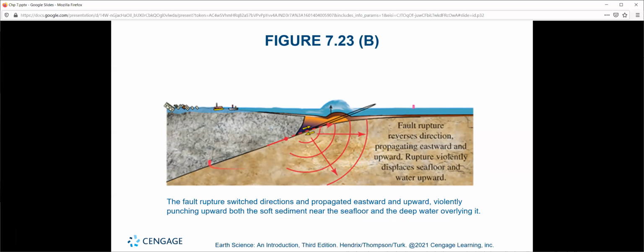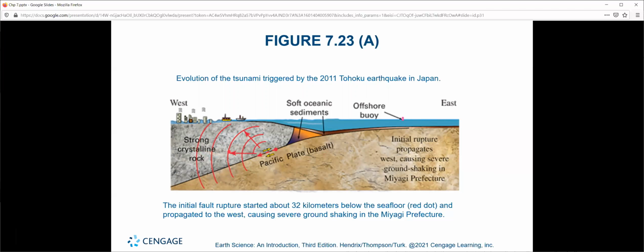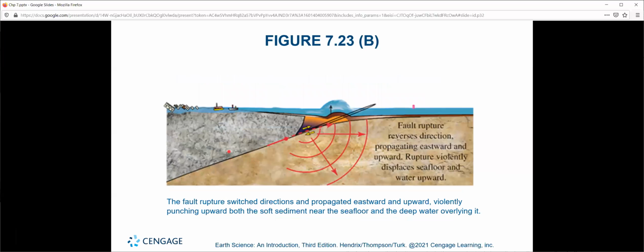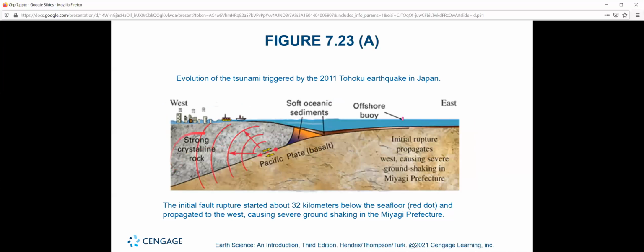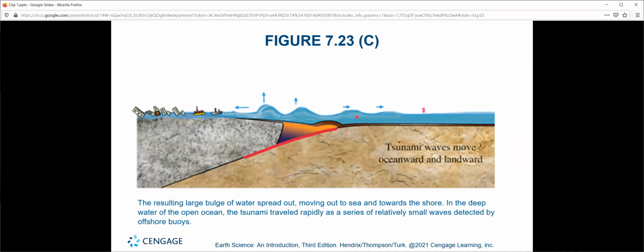Energy dissipates through that. This ground rock here isn't going to move, isn't going to contort or deform to this energy release. It's just going to kind of send it through. But the sediment is going to buckle, is going to respond in kind. It's going to push up as shown here, and then the water is going to again respond in kind and be shoved up as well. So instead of just having an earthquake through the rock, now we have a big old wave, right? The resulting large bulge of water spreads out, moving to the sea and towards the shore.